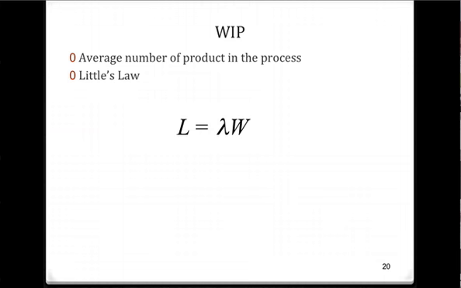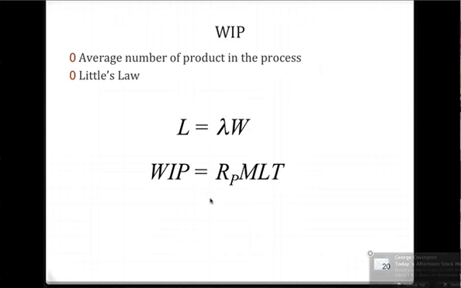So if you remember, L is the number in the system, lambda is the rate at which we're moving through the system, so we can think of that as the inverse of our cycle time at each workstation, and then W is the time that we spend in our system. So in our context, what that really means is our work in process is equal to our production rate times the manufacturing lead time. And so I can apply this across my system as a whole, or I can look at individual components of my system and determine what the work in process is.